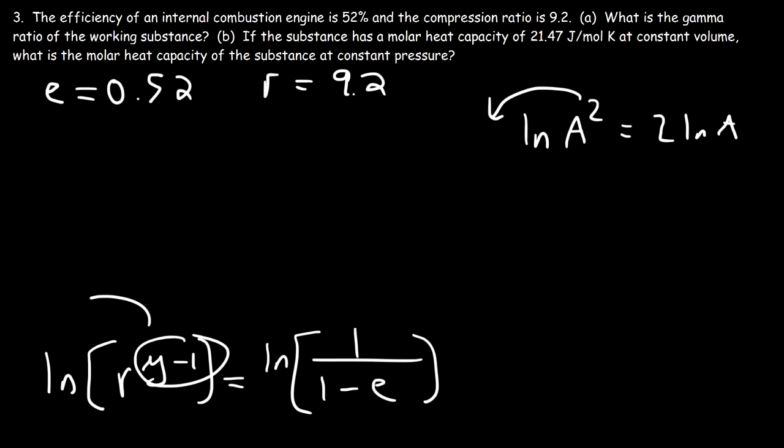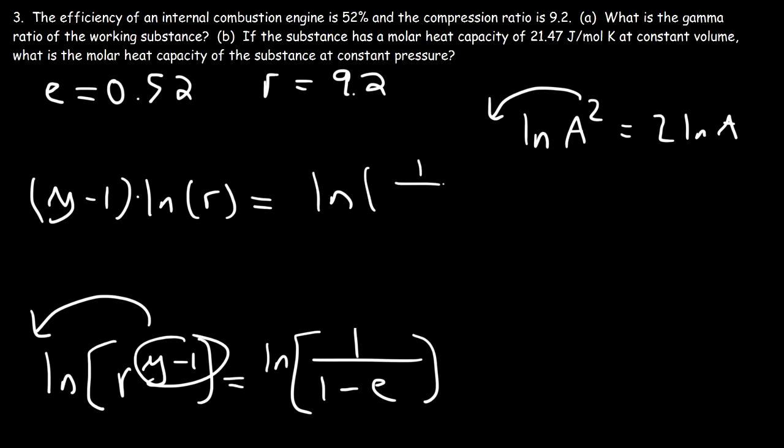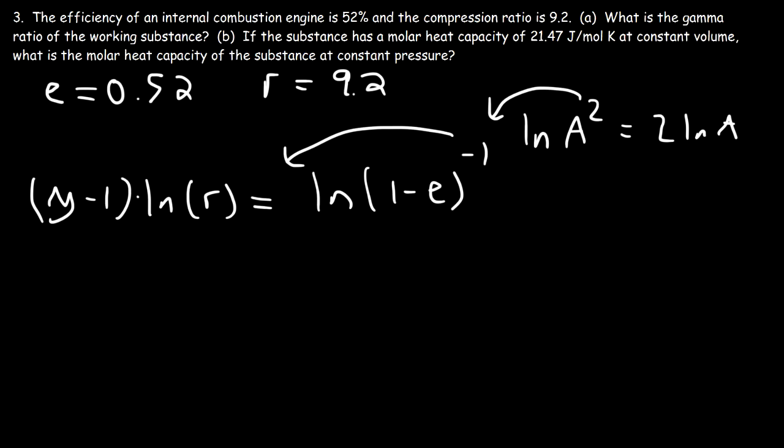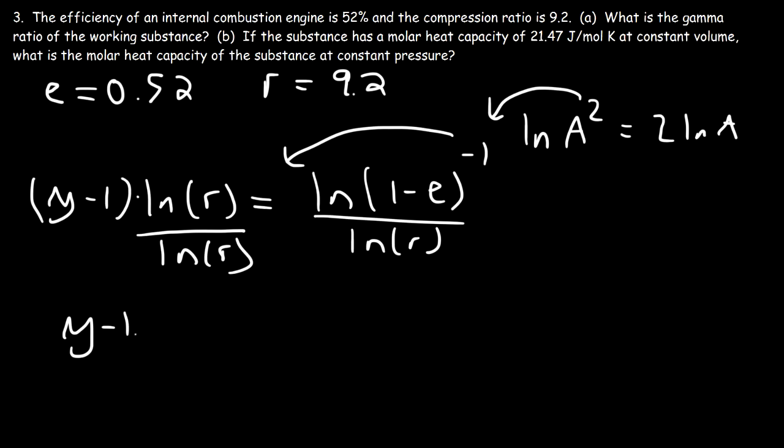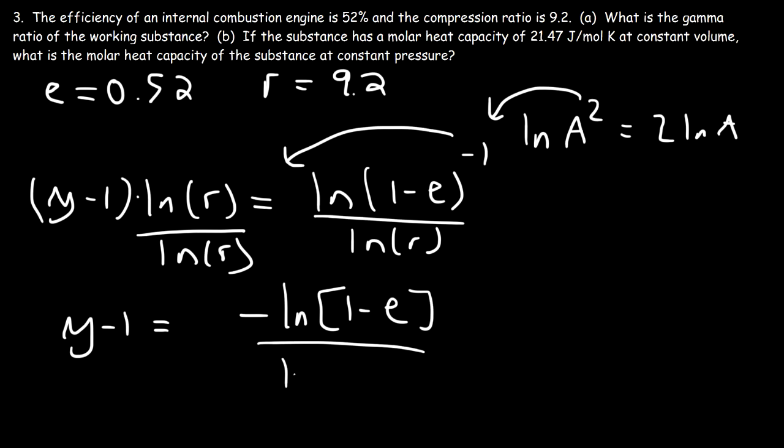So the exponent gamma minus 1 would move towards the left side. So it's going to be (gamma minus 1) times the natural log of the compression ratio, and that's going to equal ln of 1 over 1 minus e, which is the same as ln of (1 minus e) raised to the negative 1, which means I can take this and move it over here. So I'm going to divide both sides at this point by ln r. So gamma minus 1 is going to equal negative natural log of (1 minus the efficiency) divided by ln r.